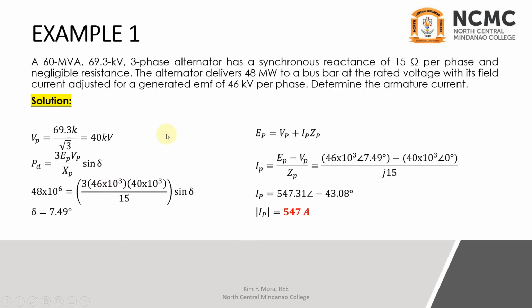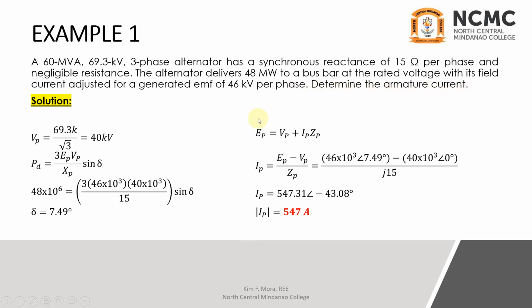So let's have an example. A 60 MVA, 69.3 kV three-phase alternator has a synchronous reactance of 15 ohms per phase and negligible resistance. The alternator delivers 48 megawatts to a bus bar at the rated voltage with its field current adjusted for a generated EMF of 46 kilovolts per phase. Determine the armature current.